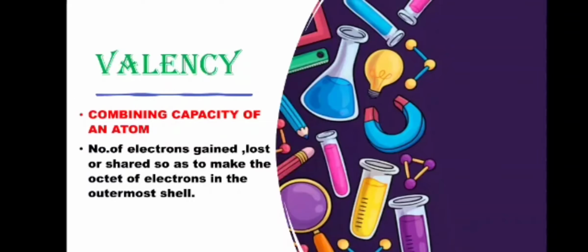You think, if you are standing on one leg, are you stable? No, you will not be stable. So you will stand on two legs, then only you will be stable. Same way, what do atoms do here also? They gain or lose or share some electrons to make it stable.